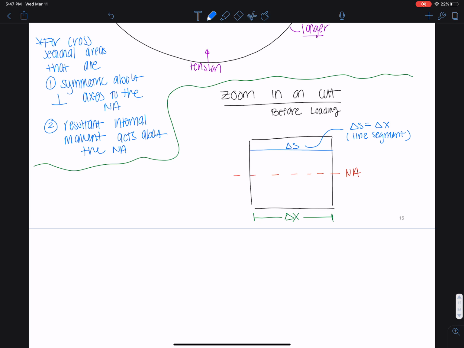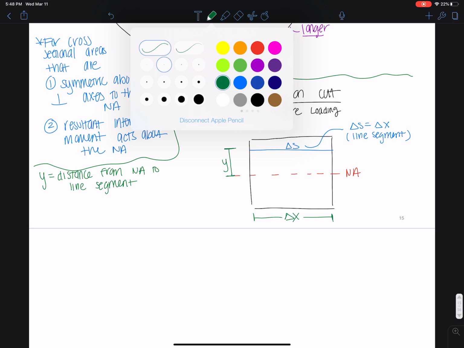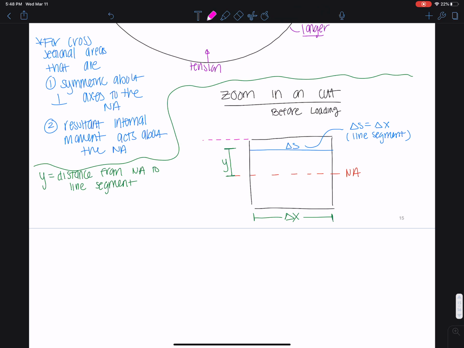And we'll say that the distance that this line segment is from the neutral axis, we'll call it y. So y equals distance from NA to line segment. This could be any distance, right? And one more length we'll define: from the NA to the extreme top, this compression fiber, we'll call C. And C is our extreme distance from NA to outer side.